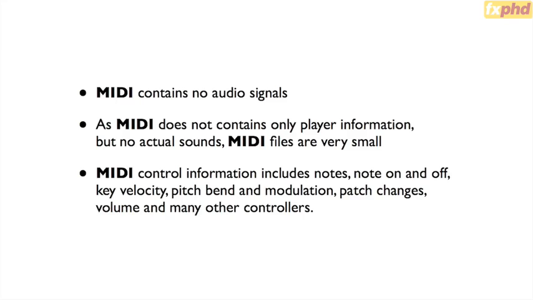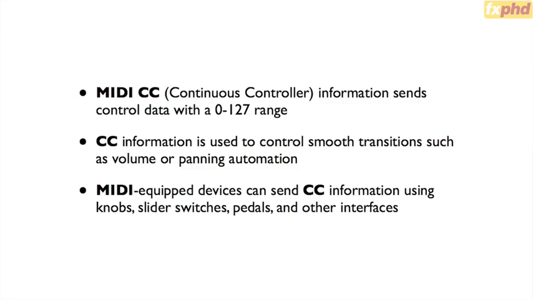MIDI is only control information. It contains no audio signals. It is data that contains note numbers, lengths of notes, pressure by which keyboard keys are pressed, volume and panning information, settings and sound changes, and many other control messages. MIDI controllers generally have settings ranges from 0 to 127. Along with MIDI keyboards, you can also send controller information using MIDI interfaces with knobs, slider controls, buttons, and many other methods.